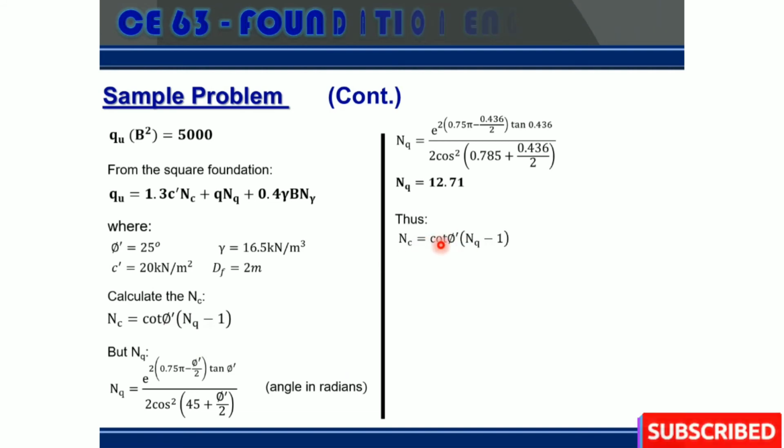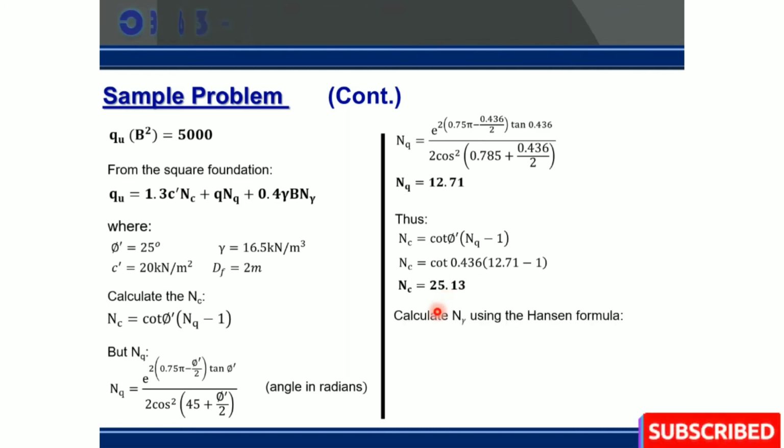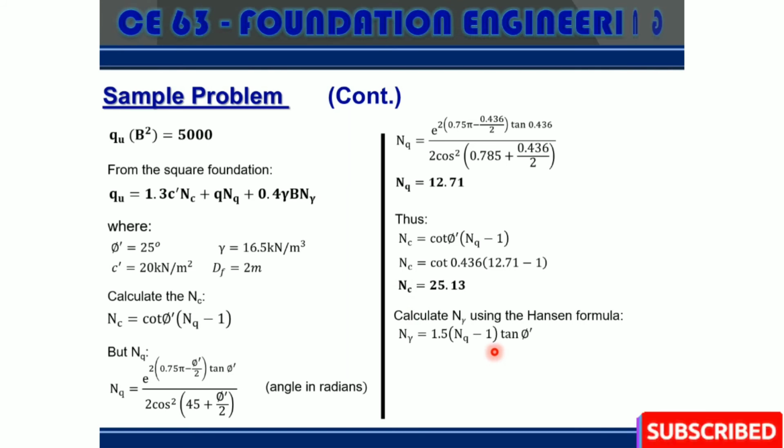Using this formula, we have now this. Take note again that this friction angle φ prime is in radian, so we can get the value of our Nc equal to 25.13. And finally, calculating our last bearing capacity parameter, N sub unit weight, is equal to this formula using Hansen: 1.5 times Nq minus 1 times tangent φ prime.